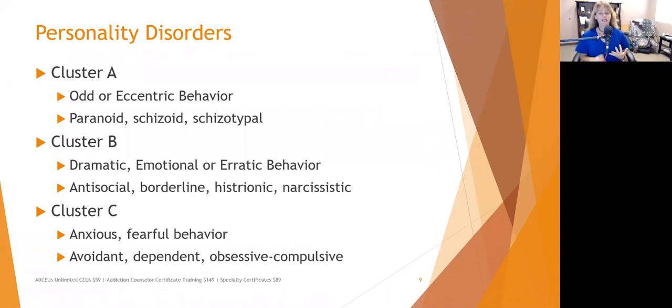You have your avoidant, dependent, and obsessive compulsive personality disorders here. Avoidant is pretty self-explanatory. Dependent is a person who literally just cannot make decisions on their own. They're paralyzed to make decisions. They're afraid to make any sort of decisions. They rely on other people, and if they don't have other people in their life that they can depend on, they can't function. And it's way more than being codependent. It is much more intense than that.